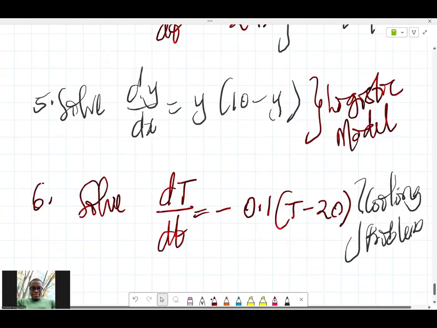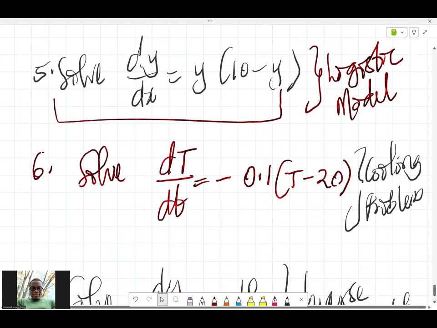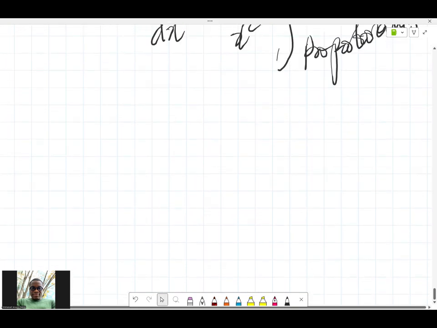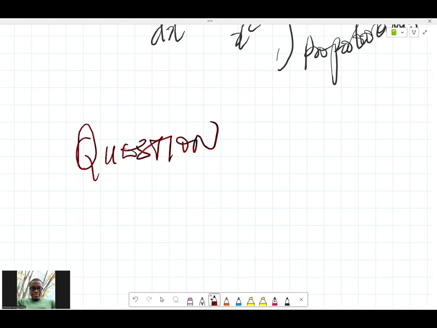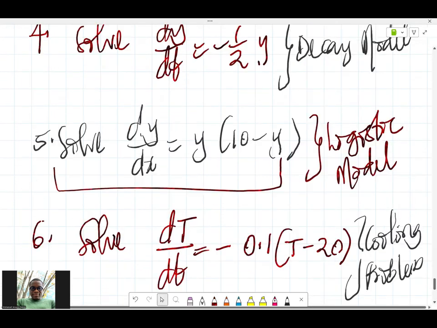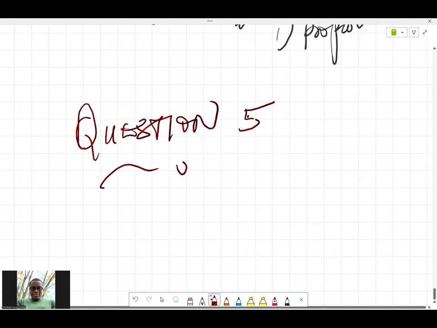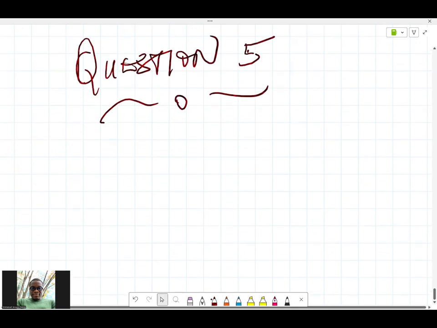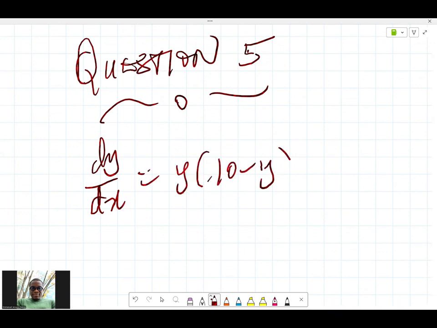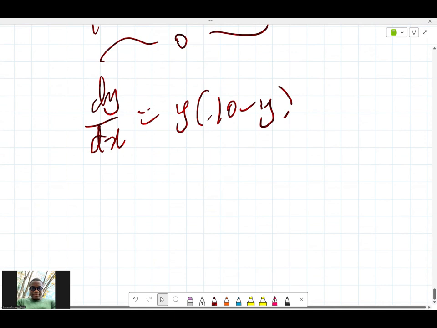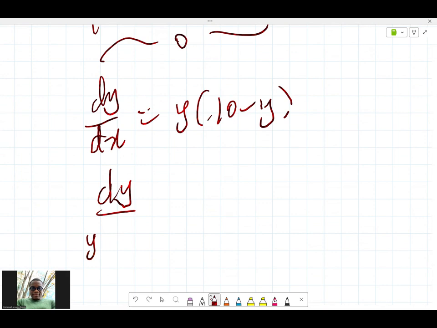Let's take this logistic model and see how we can deal with that. That's question four, right? The logistic model question is question five. I will not waste too much time on this since you already know the process. So dy/dx is y into (10 minus y). So automatically we are going to have dy all over y into (10 minus y) equal to dx. That's how we separate this.